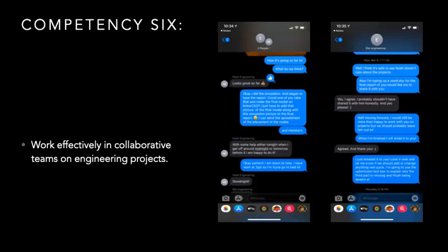Competency 6: work effectively in collaborative teams on engineering projects. This was probably the hardest part of this entire course. My one teammate, Elle, was incredible. My other teammate appears to have dropped the course after spring break. But I included our correspondence over text message, with screen grabs to the right, on how we all decided the breakdown of the work and how we worked together as a team to get the projects done remotely.